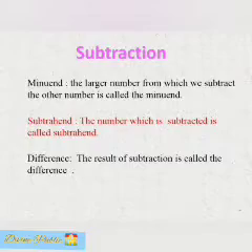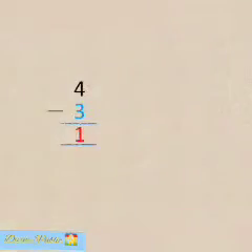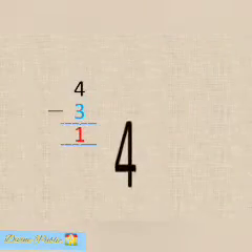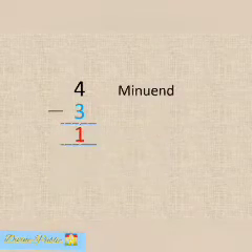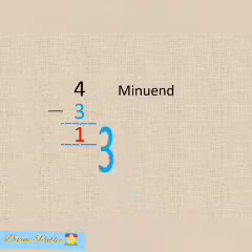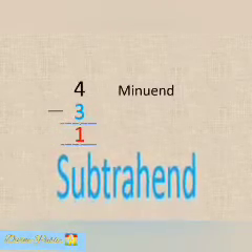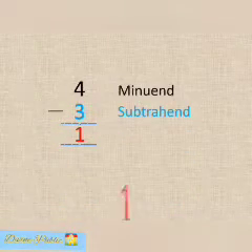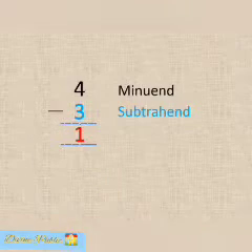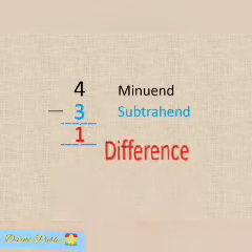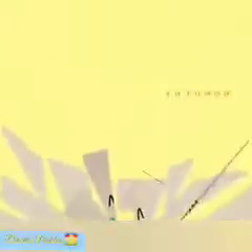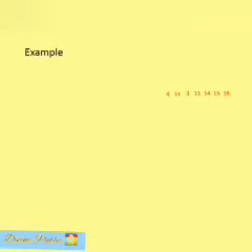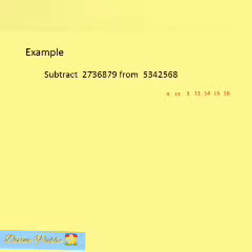Let us see this with an example. In this example, 4 is called the minuend. The second, 3, is called the subtrahend, and the last, 1, will be called the difference. Now dear students, let us solve the subtraction of large numbers. Let us see the example.